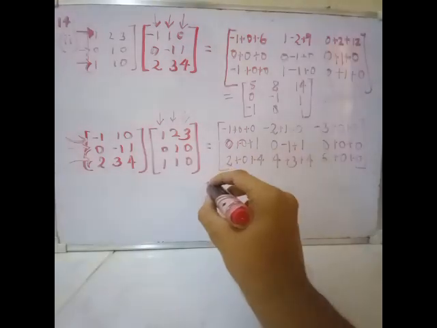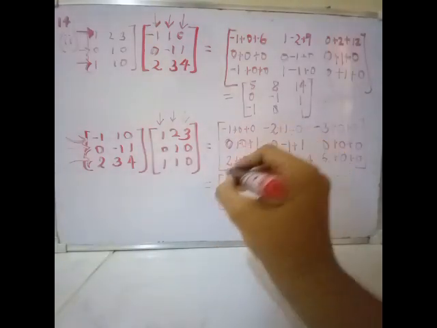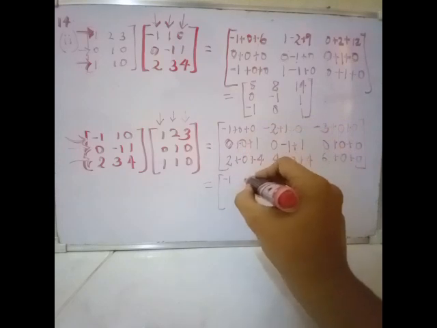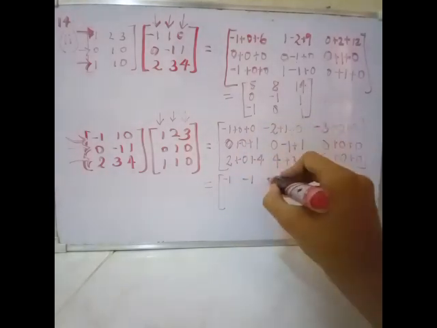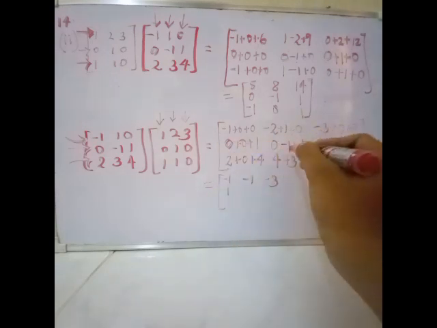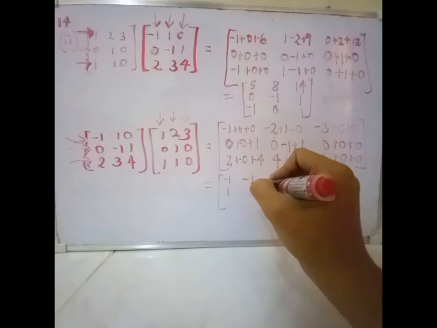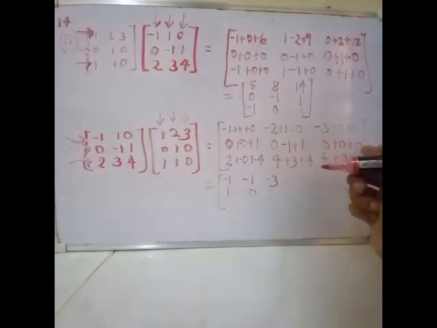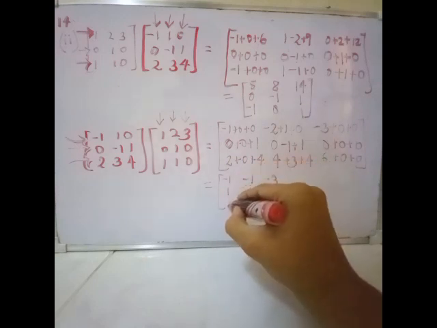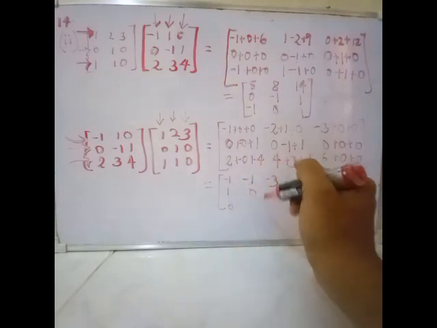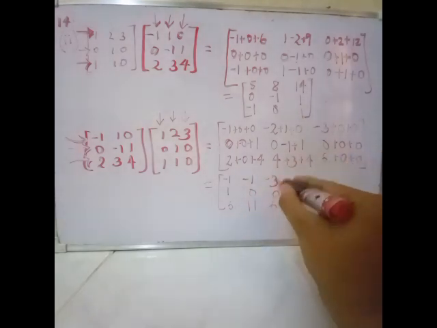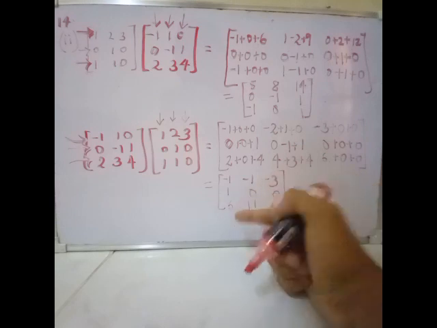So now just simplify. Here minus 1 is left, 1 minus 2 would be minus 1, and only minus 3 is there. Here 1 plus 0 is 1, and 1 minus 1 is 0, and everything is 0, so it will be 0. Then 2 plus 4 would be 6, then 4 plus 4 is 8, 8 plus 3 is 11, and finally only 6 is left. So this is the answer for the second part.